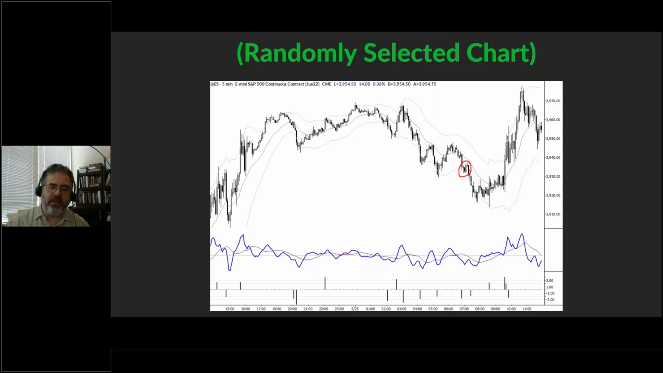Now, why do you need to know about nested pullbacks? Short answer is they happen, and if you know about them, you can use it. It's a useful tool for entering and exiting trades, or rather for not exiting trades, because if you don't know what's going on here, and let's say your magic crystal ball was working and you got short on this bar. Very good job, good work.